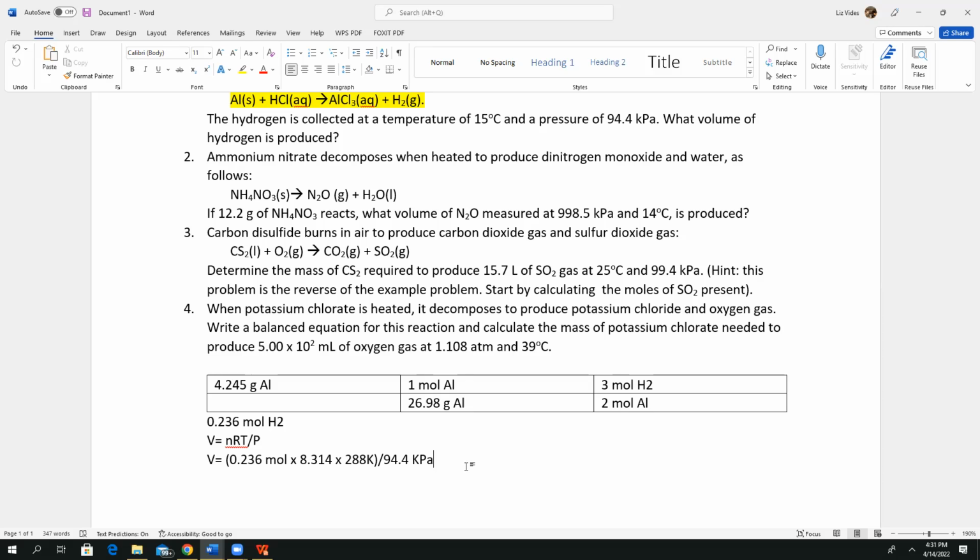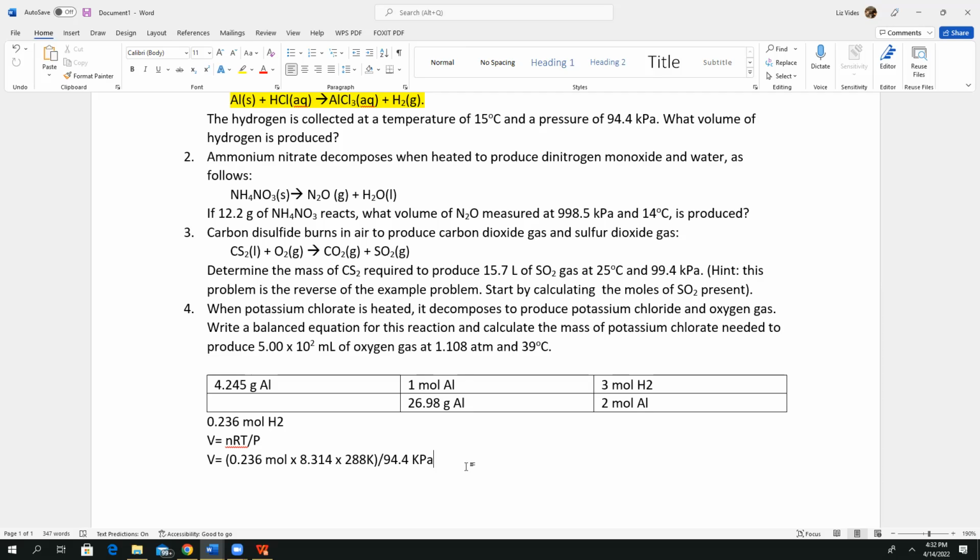So pressure times volume, 157, divided by R, 8.314, times T, which is 25 Celsius, so 298 Kelvin. And 99.4 times 157. Let's see, that was 6.30 moles of SO2.